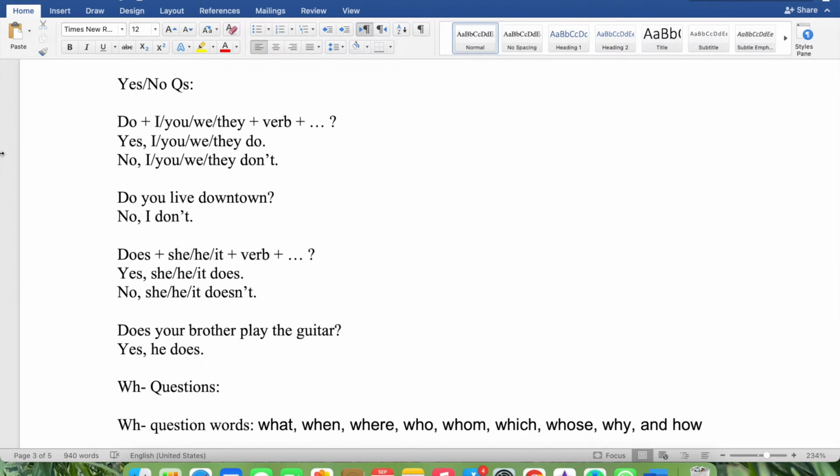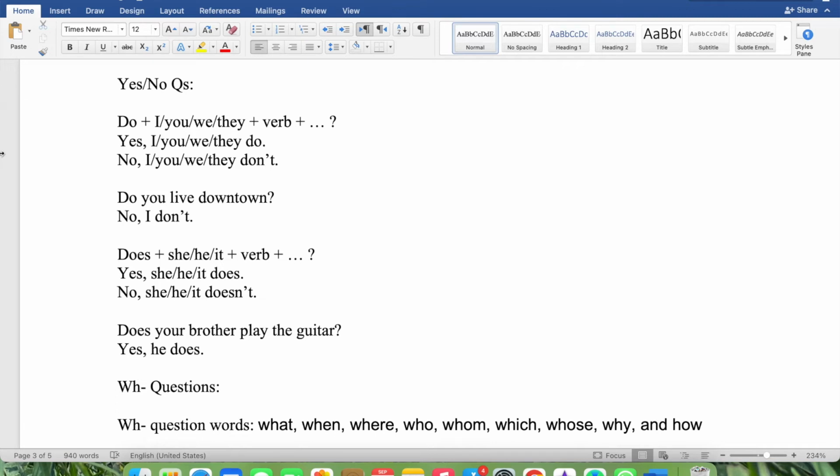Moving on to yes-no questions. For I, you, we, and they, you start with do, then you use your subject, and you use the base form of the verb in the rest of your question. Short answers will be yes, I, you, we, they do, or no, I, you, we, they don't. Small reminder, don't forget to use a comma after yes and no in short answers. Examples. Do you live downtown? No, I don't.